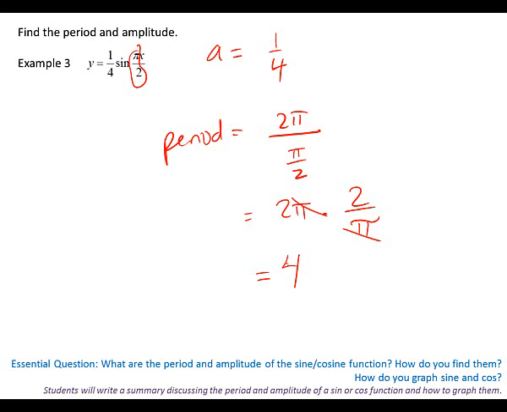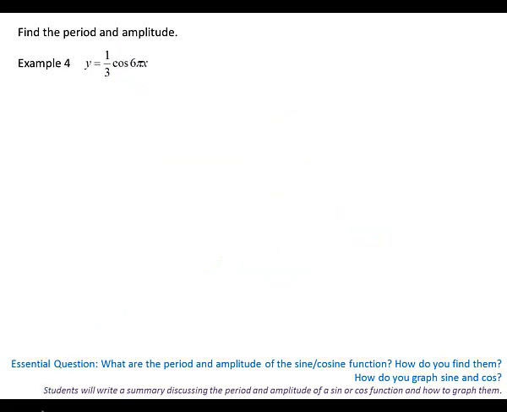Oh, there it is. Okay. If we look on the 4 there. I want you guys to try that one on your own. Find your period, find your amplitude. So everybody take a minute and try it.